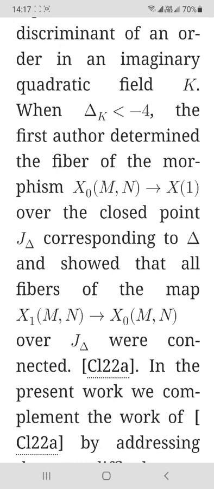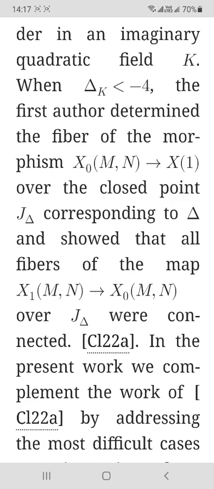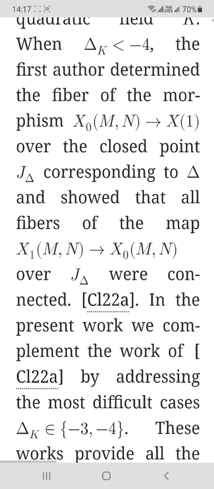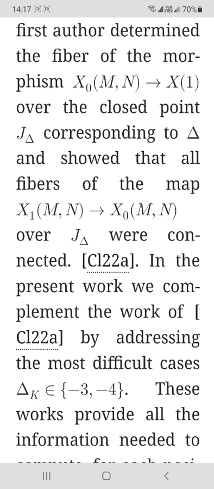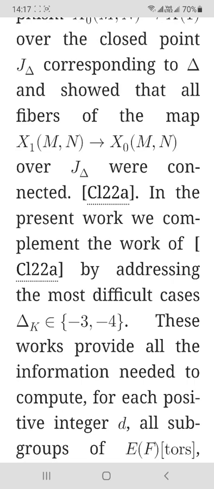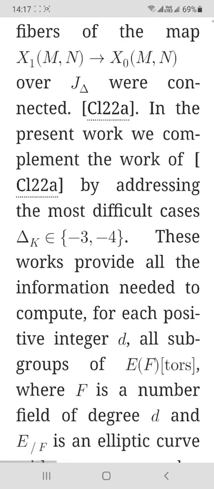When delta K is less than -4, the first author determined the fiber of the morphism S0(m,n) to X1 over the closed point j(delta) corresponding to delta, and showed that all fibers of the map S1(m,n) to S0(m,n) over j(delta) were connected.